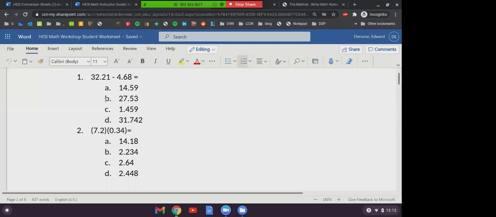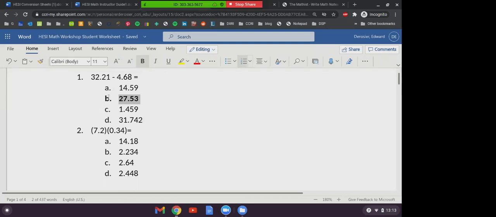So this answer here, 27.53, is the closest answer to 28. I didn't have to actually do the subtraction out. I didn't have to use the calculator to do it. Okay. You can always check yourself on the calculator, but the idea is that the choices can be very revealing. So for example, C is too low, D is too high, A is too low. So B must be correct.